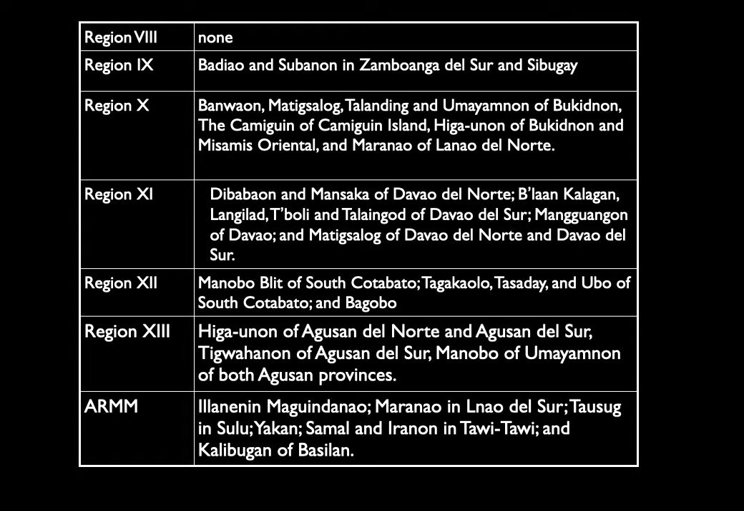In Region 13, we have Higaunon of Agusan del Norte and Agusan del Sur, Tigwahanon of Agusan del Sur, Manobo and Umayamnon of both Agusan provinces. While the last region, the Autonomous Region in Muslim Mindanao, we have the Lanao, Maguindanao, the Maranao in Lanao del Sur, Tausug in Sulu, Yakan, Samal and Iranon in Tawi-Tawi, and Kalibugan of Basilan. So this is all that we have, IPs identified in these regions.